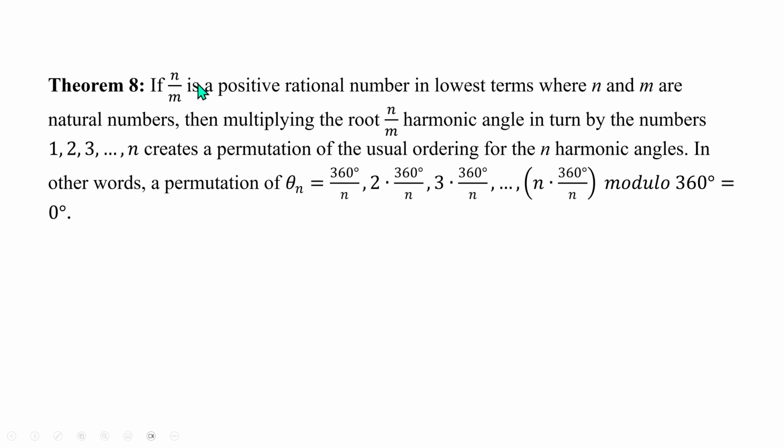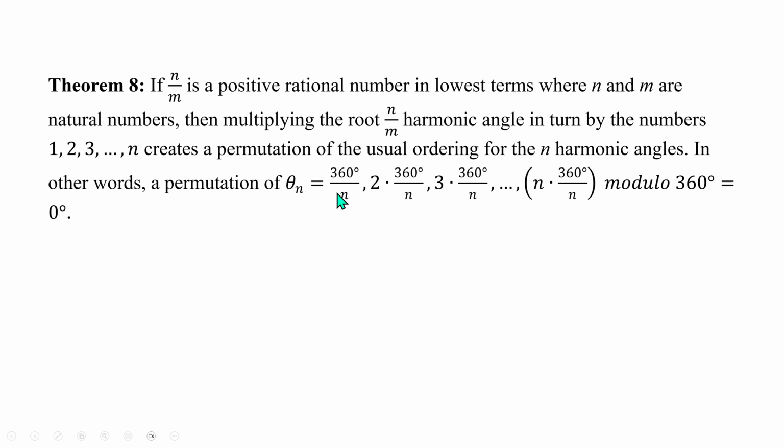So, Theorem 8. If n over m is a positive rational number in lowest terms, where n and m are natural numbers, then multiplying the root n over m harmonic angle in turn by the numbers 1, 2, 3, all the way up to n creates a permutation of the usual ordering for the n harmonic angles. In other words, a permutation of theta sub n equal to 360 degrees over n. This will be the root n harmonic angle.